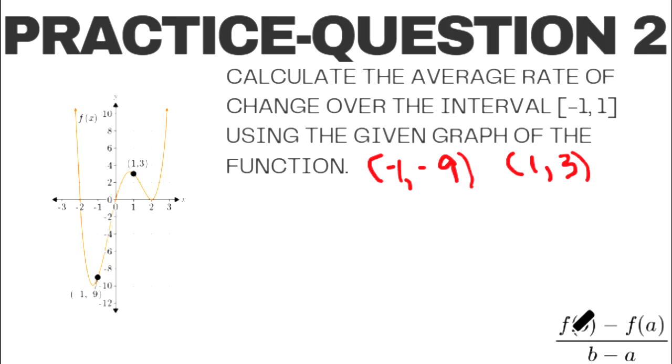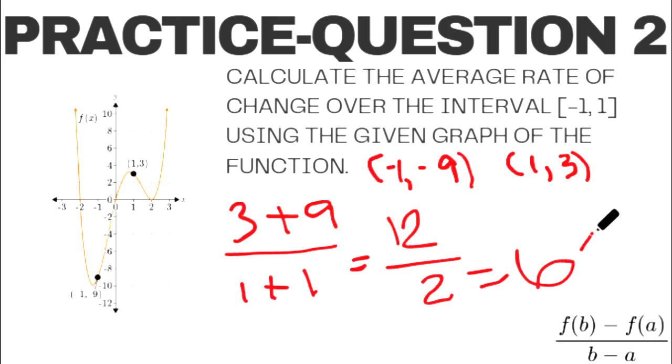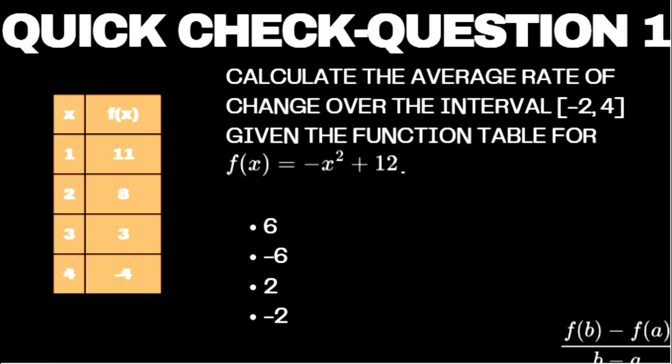Okay, let's plug this in. F of b is 3 minus f of a is -9. B is 1. A is -1. 9 plus 3 is 12. 1 plus 1 is 2, which means our average rate of change is 6. Boom!